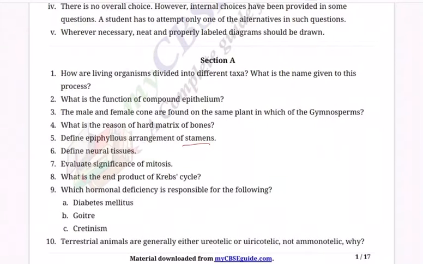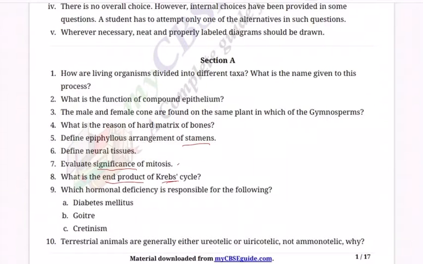Question 7. Evaluate the significance of mitosis. Don't describe entire mitosis, you only have to write the significance of mitosis. Remember, all these questions are 1 mark. You need to answer in 1 or 2 sentences maximum. Question 8. What is the end product of the Krebs cycle? Again, don't talk about the entire Krebs cycle, only the end product, that's all.